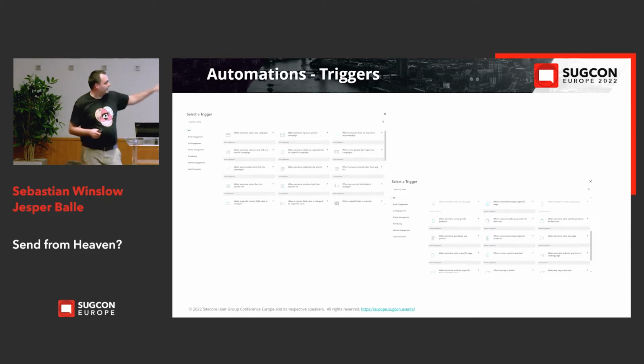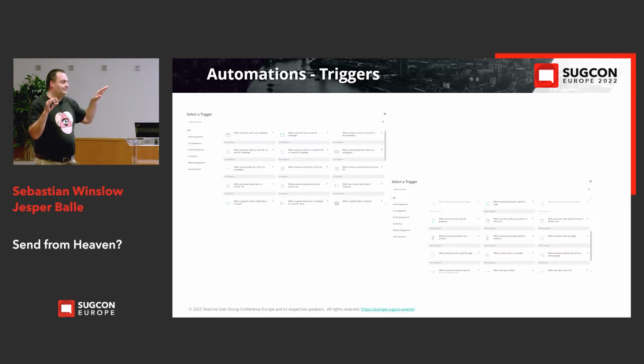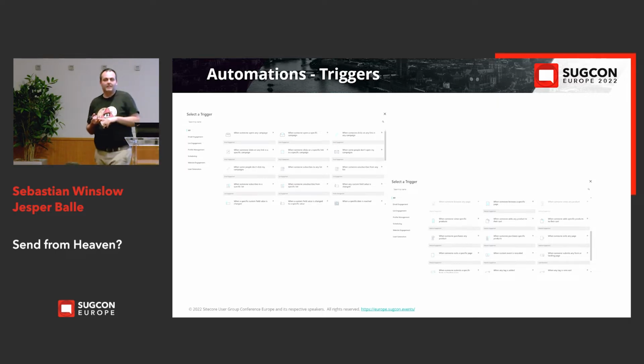Automation triggers, very small slides, pictures. But automation triggers, again, there are quite a lot. I will read some of them because it's too small. But they are grouped into categories. So they are grouped into email engagement, website engagement, into profile management or list engagement.